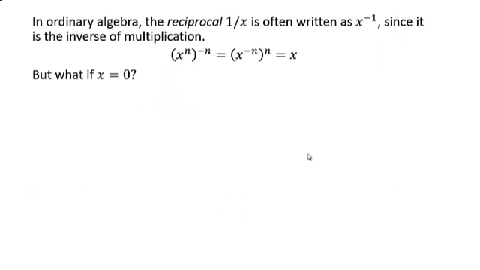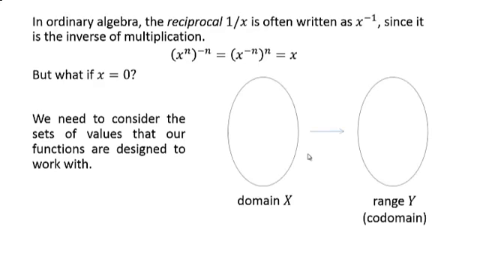In ordinary algebra, the reciprocal 1 over x is often written as x to the power of -1, to indicate that it is the inverse of multiplication. But consider what happens when x is equal to 0.